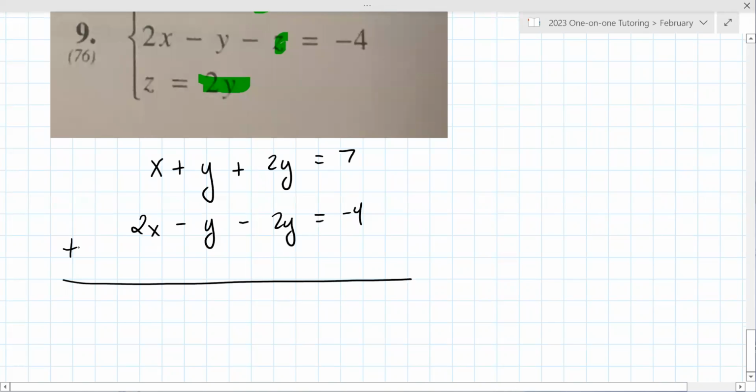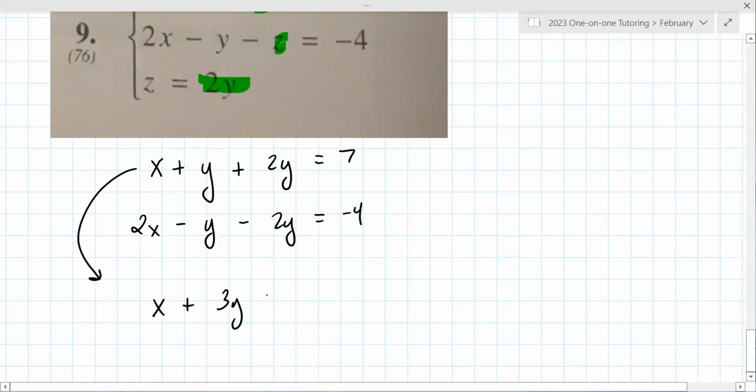What am I doing here? I don't mean to do that. Sorry. Lost my mind. Okay, we're going to combine like terms: x plus 3y equals 7.